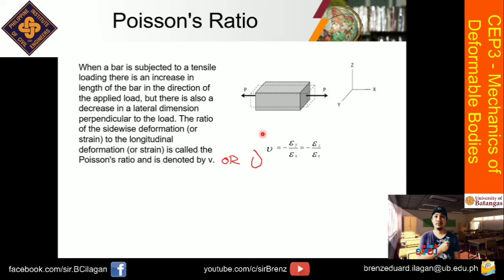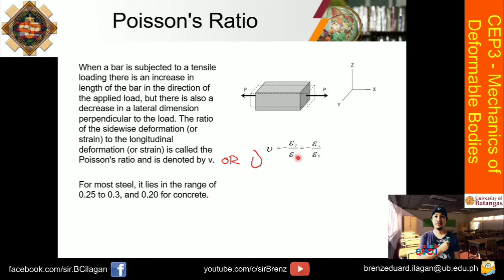So meron tayong dalawang equation for this diagram. Consider this as your x, this as your y-axis, and this as your z-axis. So that is just equals to negative epsilon y over epsilon x, or equals to negative epsilon z over epsilon x. And then sabi dyan, for most steel, it lies in the range of the values of 0.25 to 0.3. And 0.2 for concrete.